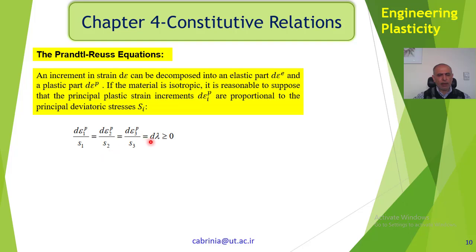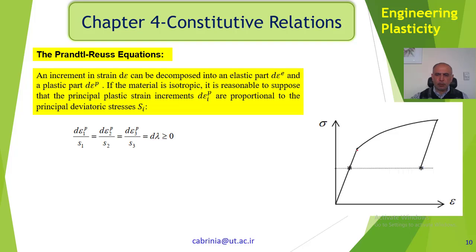yielding. And obviously, as we move on the plastic curve, this d lambda changes because the gradient changes, a small line. The gradient of that changes. So we call it an instantaneous constant, okay? Instantaneous, because as we move along the plastic curve, let me just explain this here.